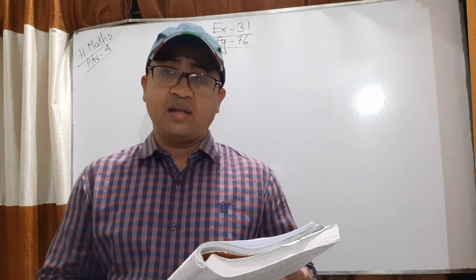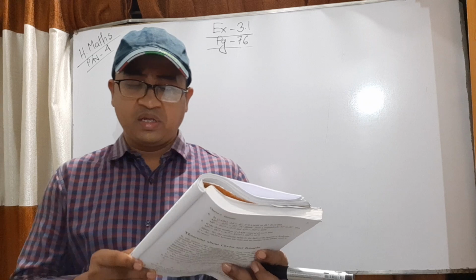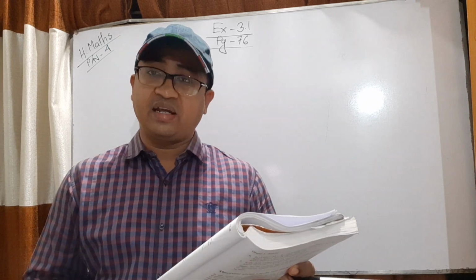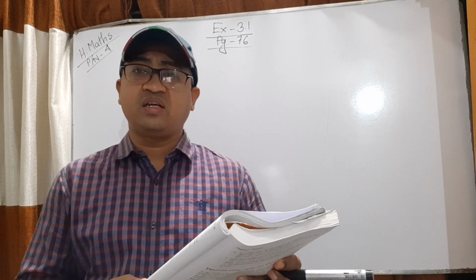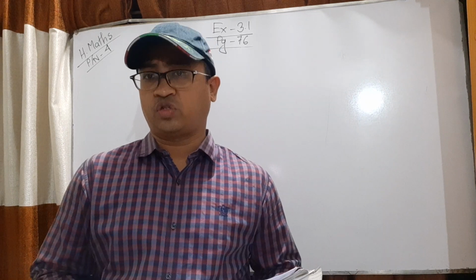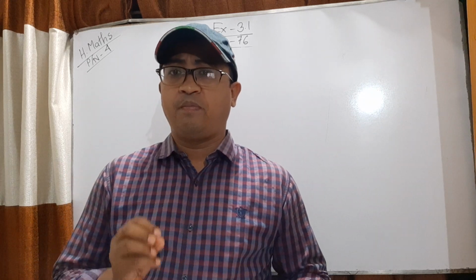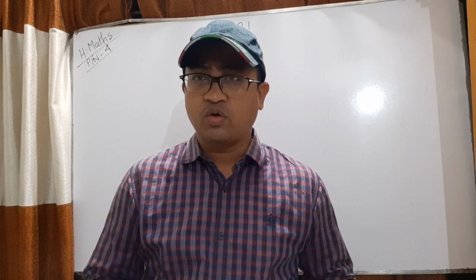In triangle ABC, AD is the perpendicular on the side BC, while BE is the perpendicular on the side AC. Prove that BC into CD equals AC into CE. To understand the question, at first you should draw the proper figure, by which you can understand the theorem very easily.